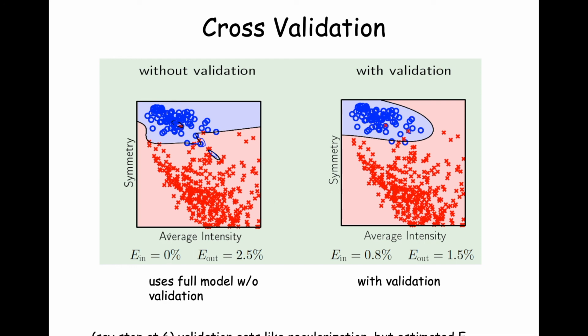And that plays out in sample error in the unconstrained full model case. E in was 0, E out is 2.5% error.